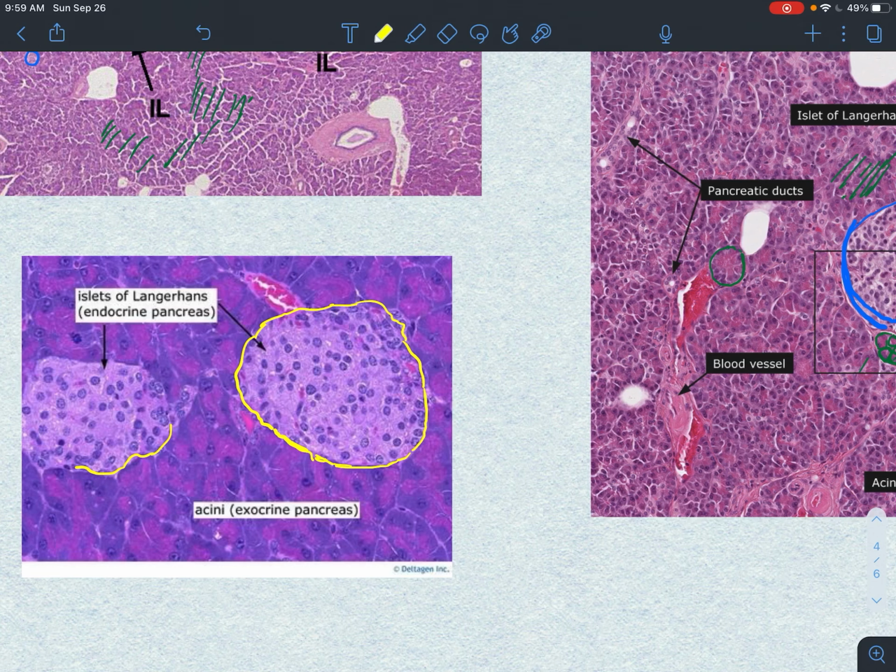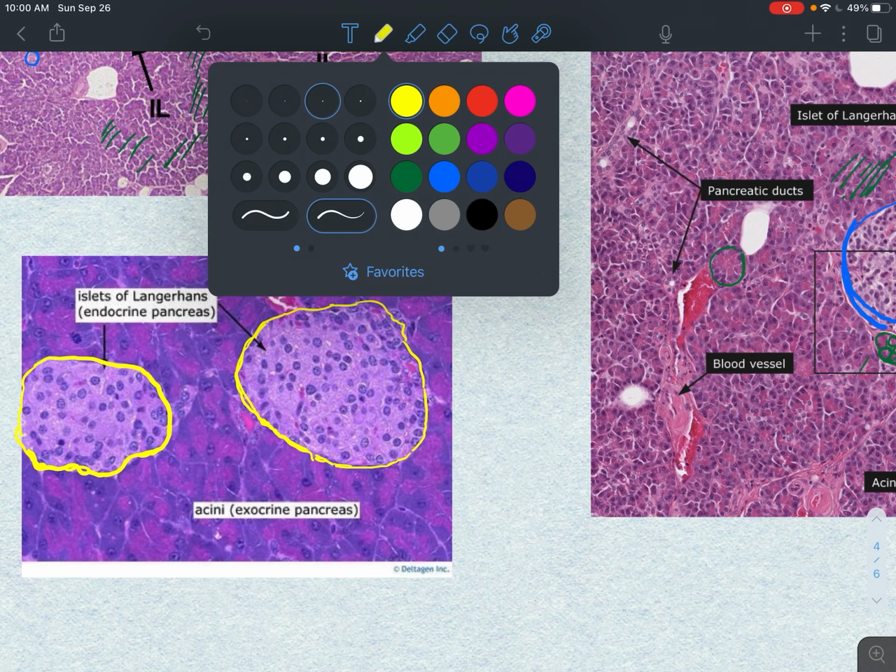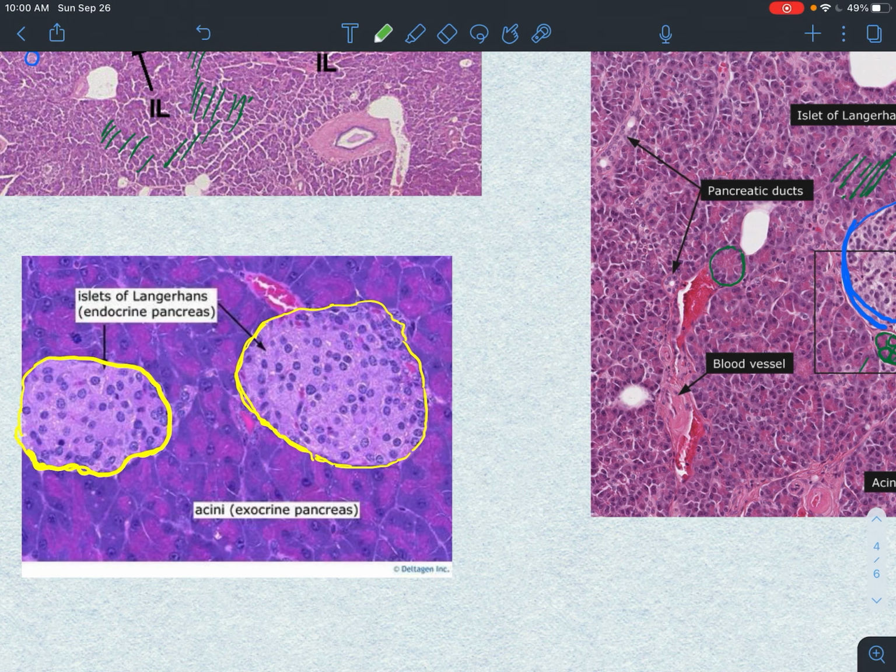So there, one more time, right, that's your endocrine part in the islet, right? That's what's making your insulin, that's what's making your glucagon, and your exocrine digestive enzymes are being made by the acini that are encircling the islet.